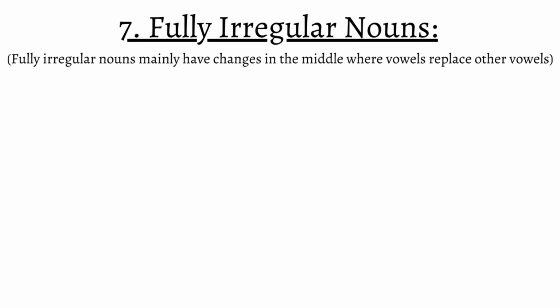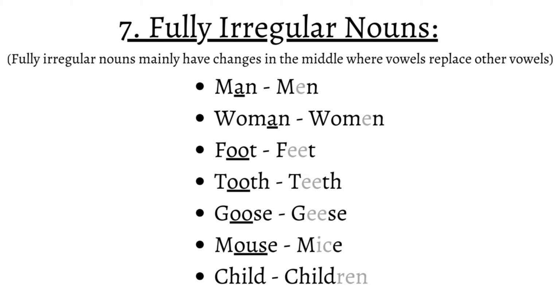After these pluralizations, some nouns do not follow these rules at all, so they are irregular. It is better to learn them individually because they do not follow the s at the end. These irregular nouns mainly have changes in the middle of the words where vowels replace other vowels to sound better. These nouns can be man, men, woman, women, foot, feet, tooth, teeth, goose, geese, mouse, mice, and child, children. The singular versions of the nouns all have different vowels, so they change to different vowels once they become plural.